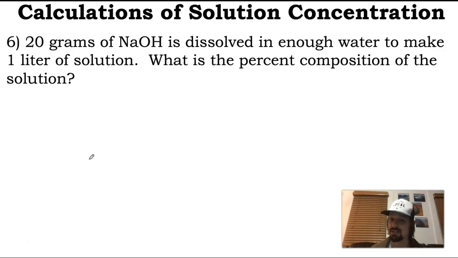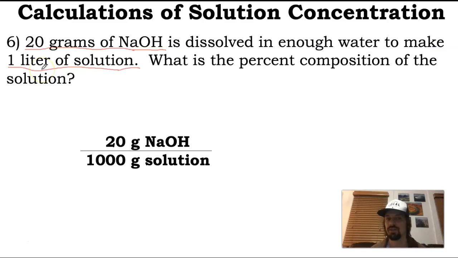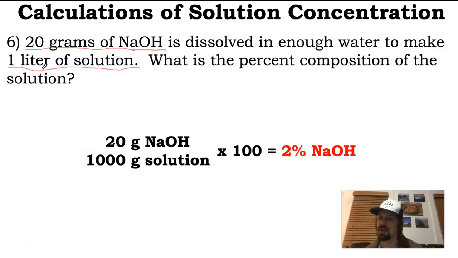I take my mass of solute, 20 grams of sodium hydroxide, over my mass of solution. Well, what is the mass of 1 liter? 1 liter, remember, is 1,000 milliliters. Every milliliter is a gram, so that's 1,000 grams. To turn it into a percent, I multiply by 100, and you get 2% sodium hydroxide. At the store, hydrogen peroxide is typically 3%. You would have 30 grams per 1,000 grams of water to make that hydrogen peroxide.